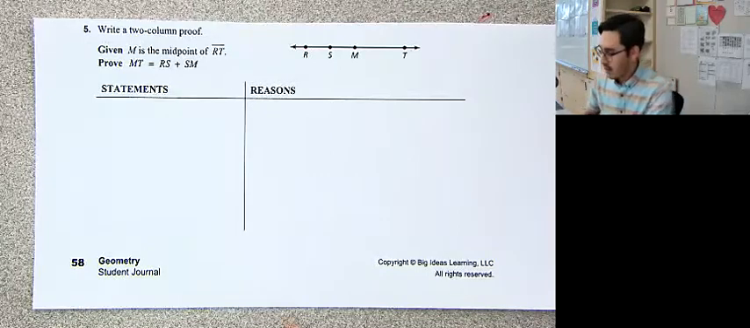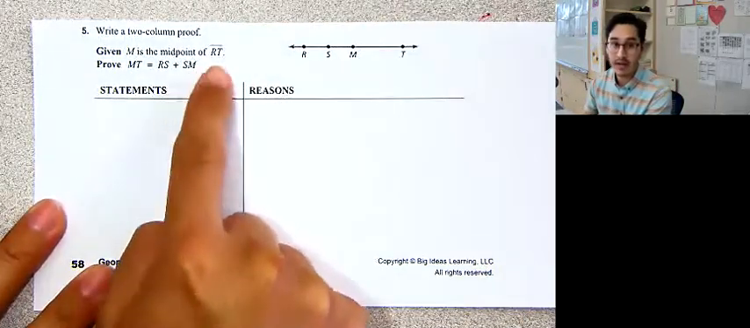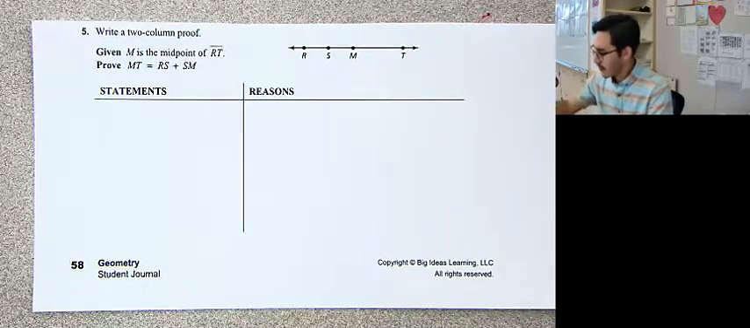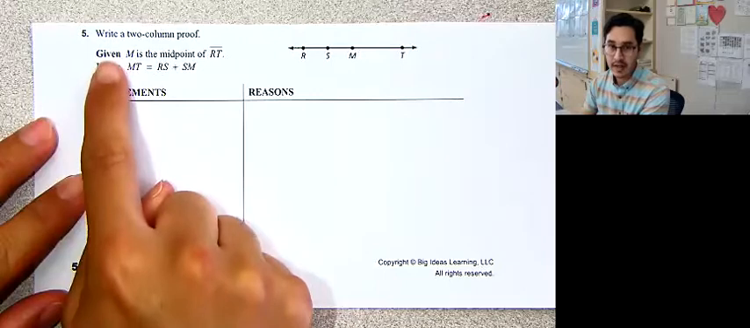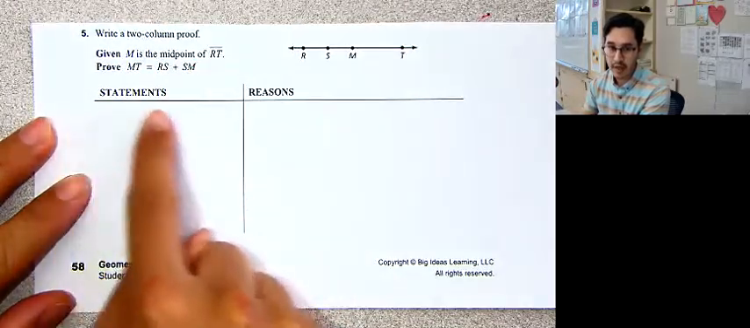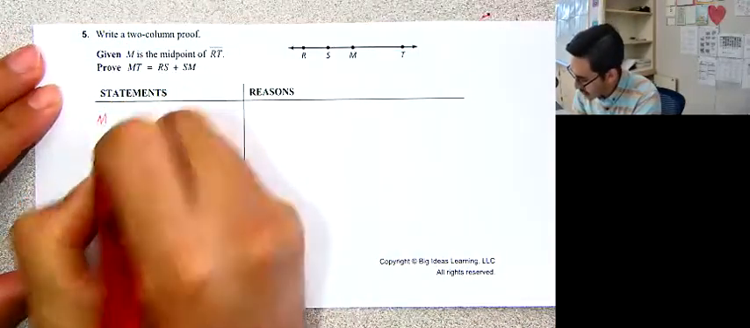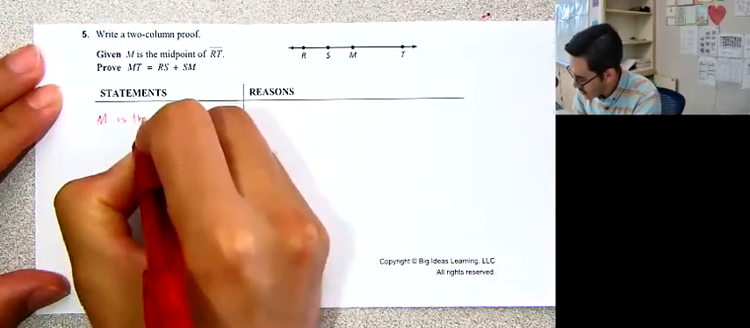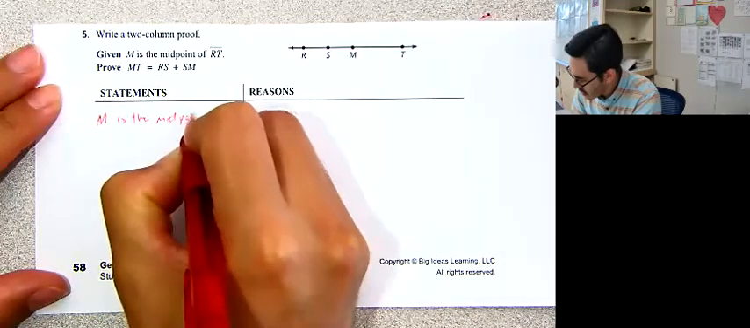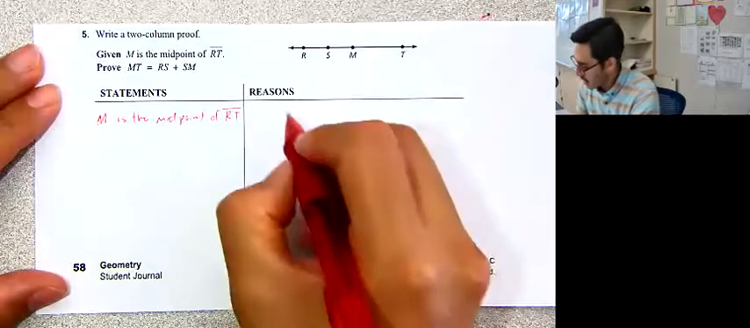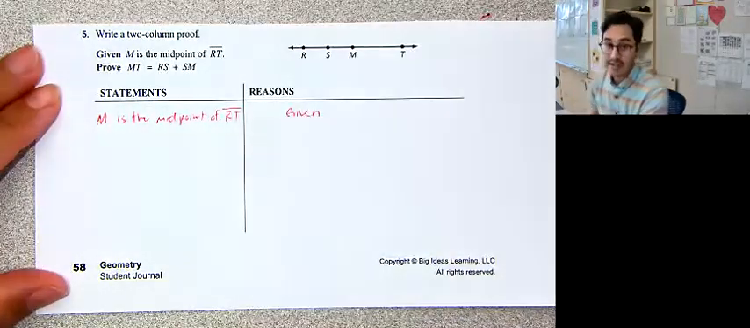All right, so if you look at the diagram and if you look at the given and the proof statements, we can see that this is a statement about segments, okay? So no angles involved. All right, so I see that there is a given statement, which I know is going to go at the top of my proof. So I'm just going to copy that down. Point M is the midpoint of segment RT. And I can go ahead and fill in the reason as well, it's given.